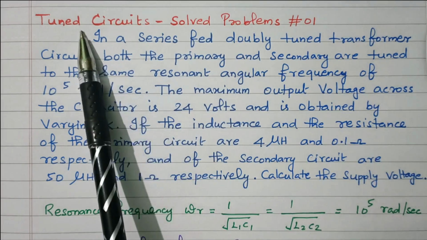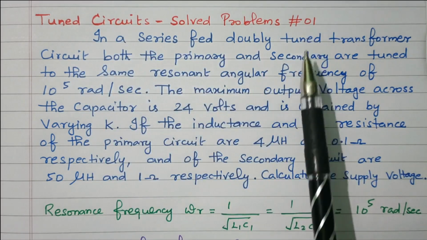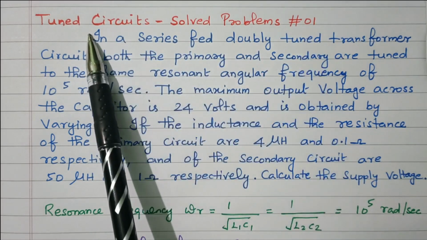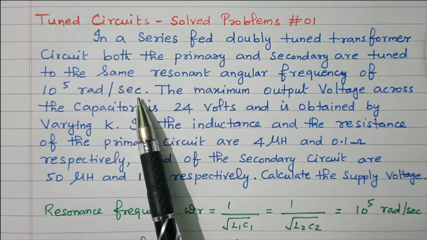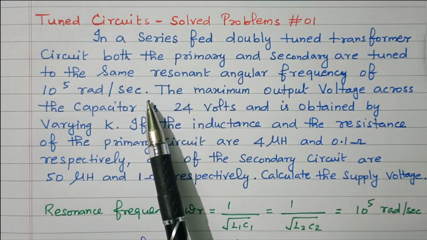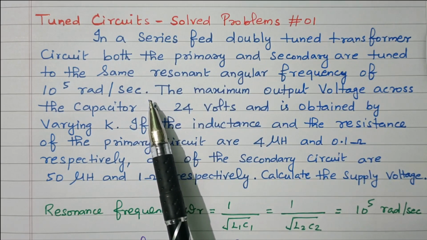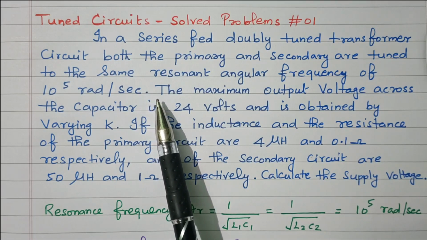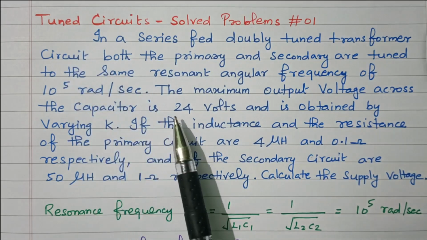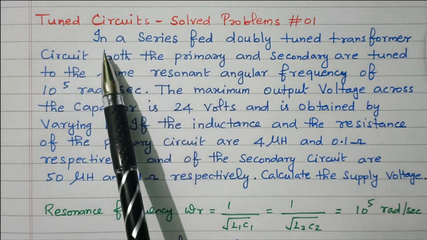Now we will go to the topic, tuned circuit solved problem 1. We know that a tuned circuit is made by connecting a capacitor in the primary and secondary coil. If it is connected only in the secondary coil, it is called single tuned. Connected in both primary and secondary means double tuned. That is, the inductive reactance is equal to the capacitive reactance, so both got cancelled and the circuit behaves like a resistance. That is called a tuned circuit. Now we'll see the statement of the problem.